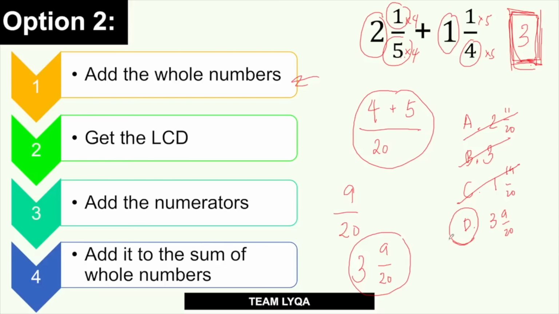Kunyari, and the answer, kunyari lang ha, ang lumabas is 39 over 20. So, that is 1 and 19 over 20, right? What do you do? Simple lang. I-add mo rin yung 1 dun sa 3. So, the answer becomes 4 and 19 over 20. So, ganun lang yung gagawin mo para makuha mo siya. Okay? So, wala lang. This is how I do it.